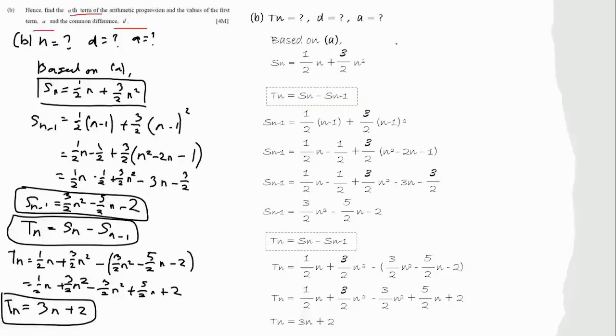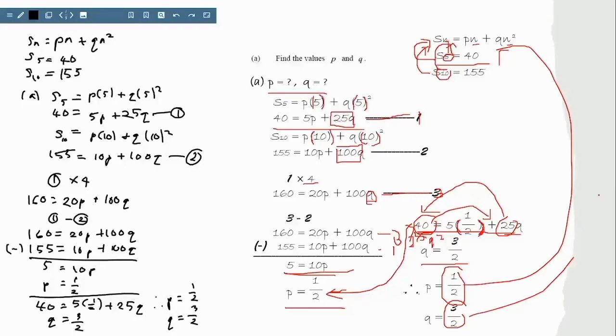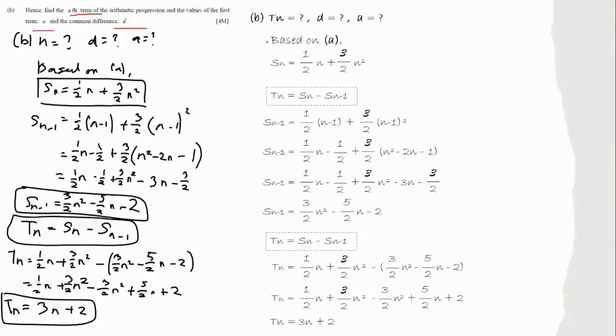Next question. Based on question A before, by substituting the values of P and Q into the given equation, we get the equation Sn equal to 1/2 n plus 3/2 n squared. We're going to find Tn by using this equation. As we already know, Sn equals 1/2 n plus 3/2 n squared. All we need to do is find Sn minus 1.